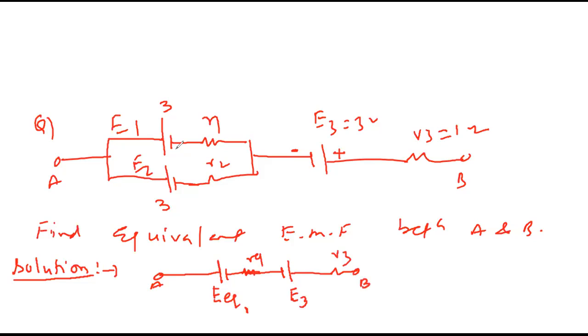See, E1, E2 का equivalent I have written EQ1, then it is connected in series with that E3. So final equivalent will be EQ2 with R equivalent of second time. Diagram followed first. Concept of diagram followed.